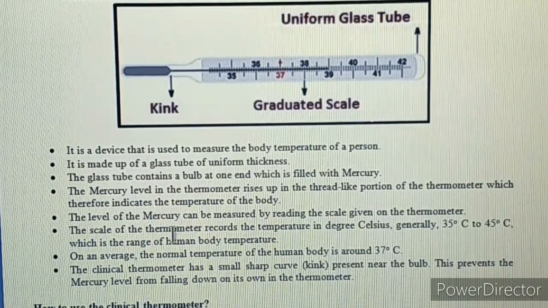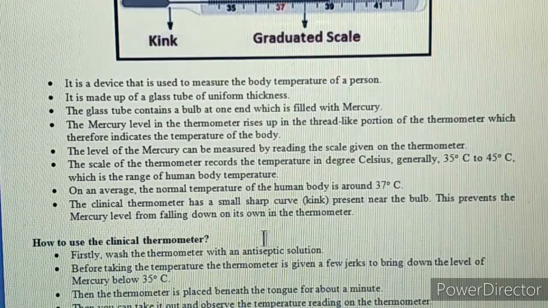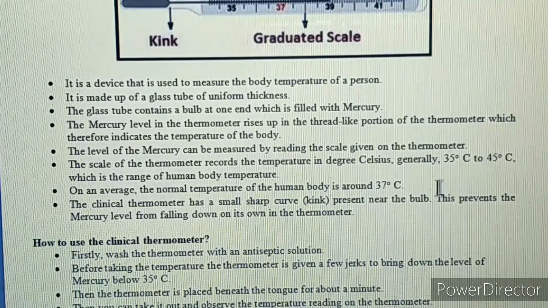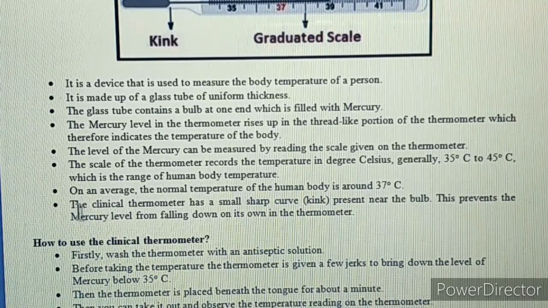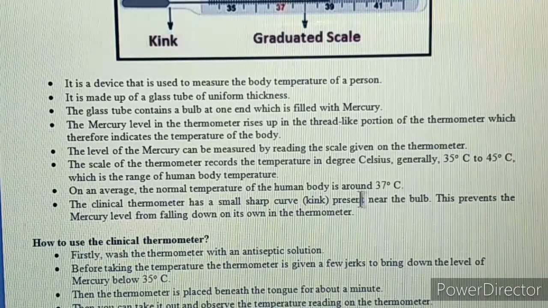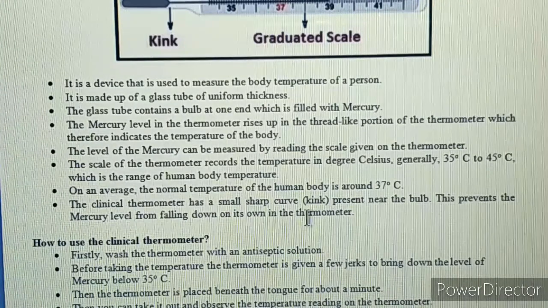The level of the mercury can be measured by reading the scale given on the thermometer. The scale of the thermometer records the temperature in degrees Celsius, and it is generally from 35 degrees Celsius to 45 degrees Celsius, which is the range of human body temperature. On an average, the normal temperature of the human body is what? 37 degrees Celsius.